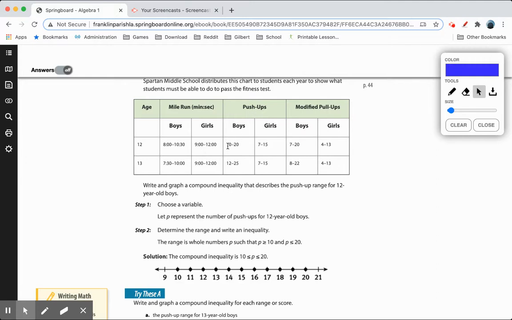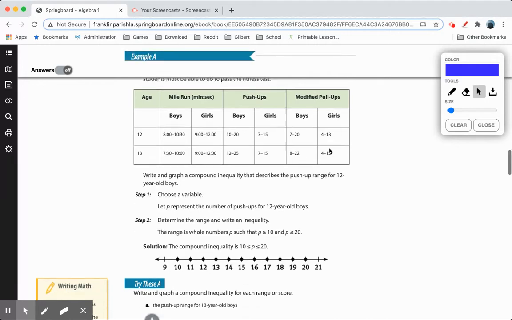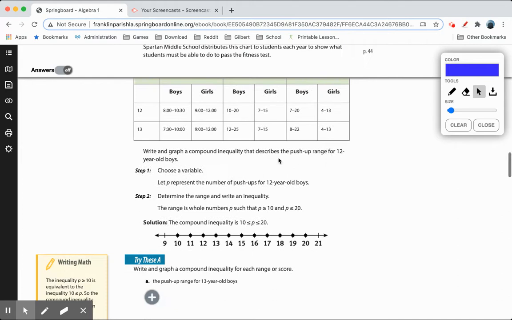Push-ups, boys should be able to do 10 to 20 when they're 12 years old, or 12 to 25 when they're 13, and girls can do 7 to 15 on both of their ages. Modified pull-ups, boys should be able to do 7 to 20, to pass the test, or 8 to 22 when they're 13, and girls 4 to 13 on both of their ages. So we need to write in the compound inequality that describes the push-up range for 12-year-old boys.